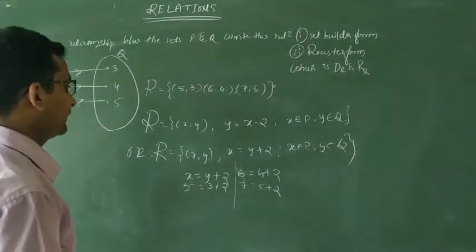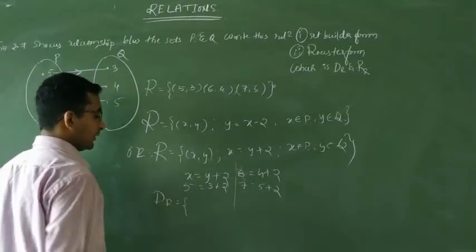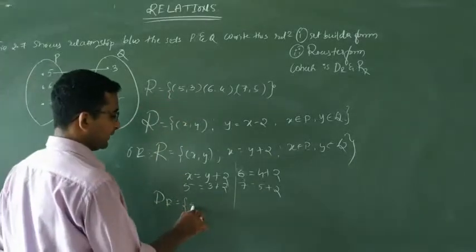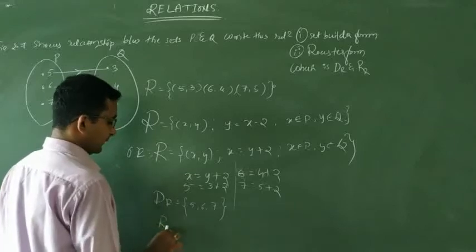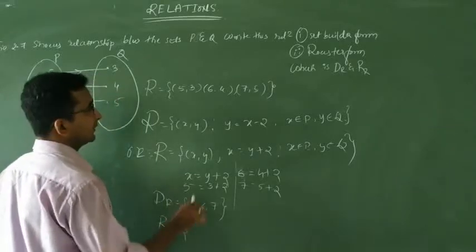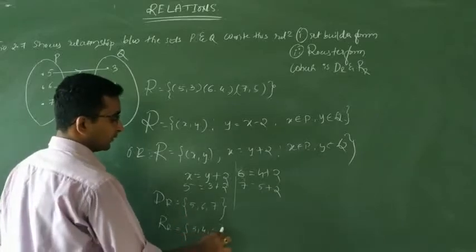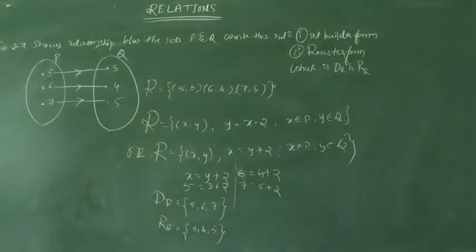What is the domain and range? The domain is the set of first elements of the ordered pairs of the relation, that is 5, 6, 7, and the range will be 3, 4, 5. We have to take the domain and the range only from the ordered pairs of the relation.